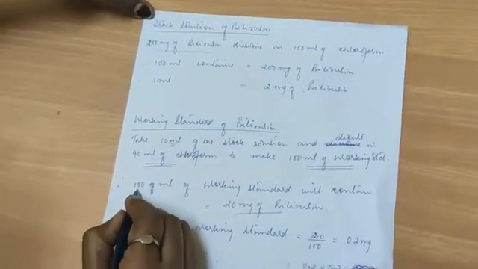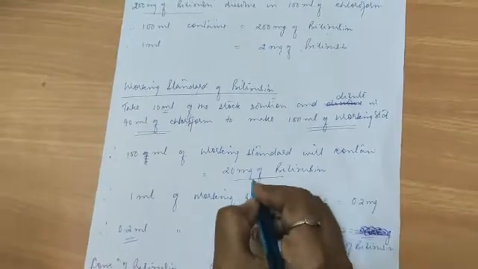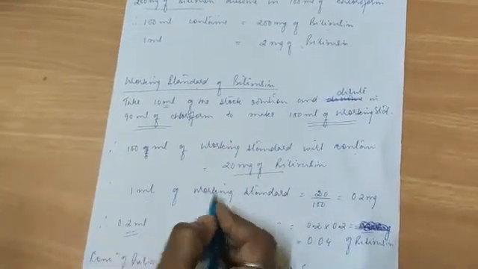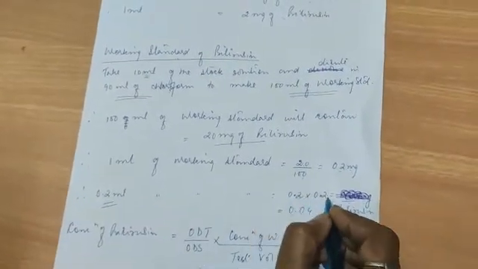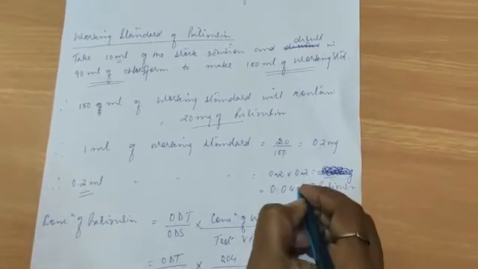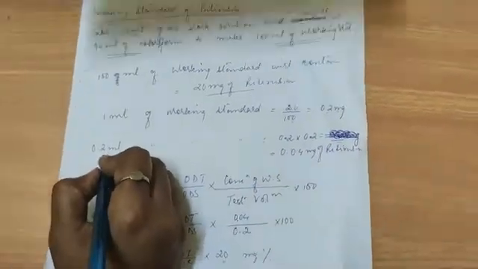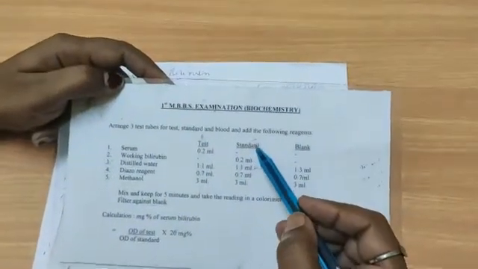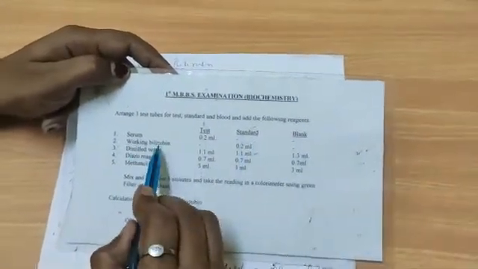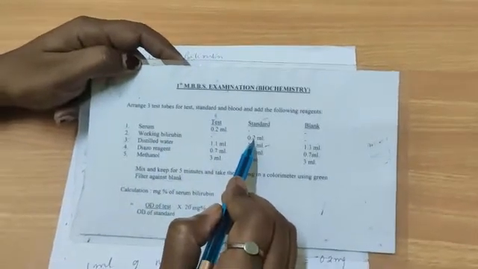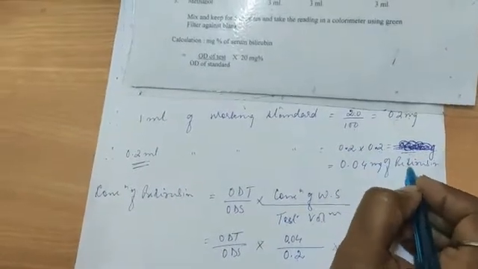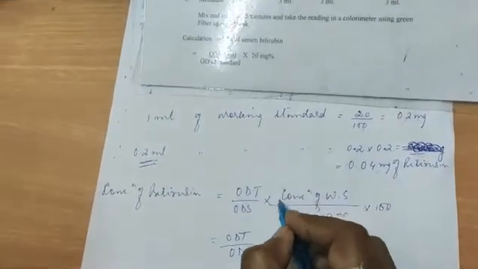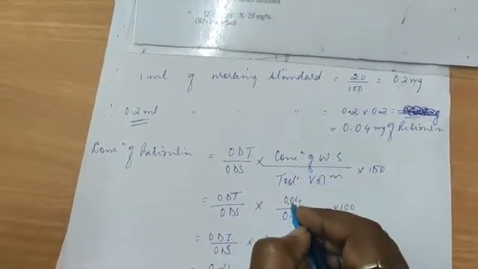Therefore, it is written here as such that 100 ml of this working standard will contain 20 milligram of bilirubin. Therefore, 1 ml will contain 20 by 100, that is 0.2 milligram of bilirubin. Therefore, 0.2 ml will contain 0.2 into 0.2, that is 0.04 milligram of bilirubin. Now why we have taken this 0.2? Because we see that when we have taken the reagents in the standard, the amount of working standard for bilirubin that we have taken is 0.2 ml. So we should know that the 0.2 ml that we have taken, how much bilirubin it contains. So we derive for 0.2 ml of working standard how much it contains bilirubin. So this is 0.04. So in the concentration of working standard, against this we write 0.04.